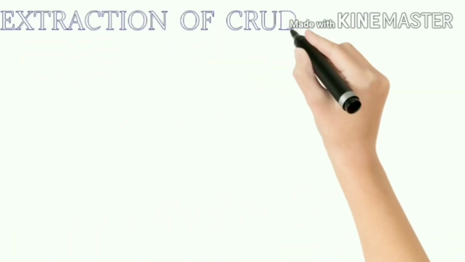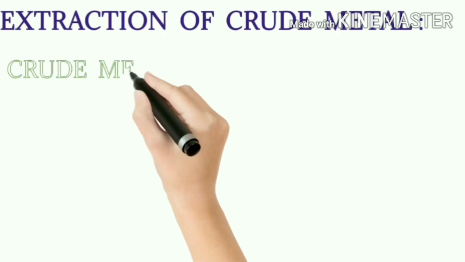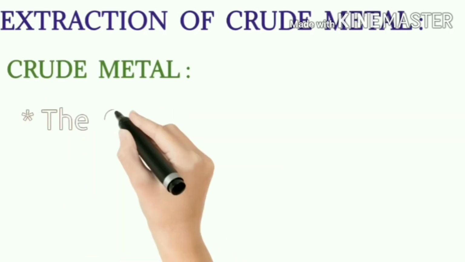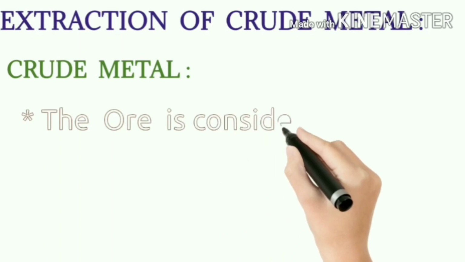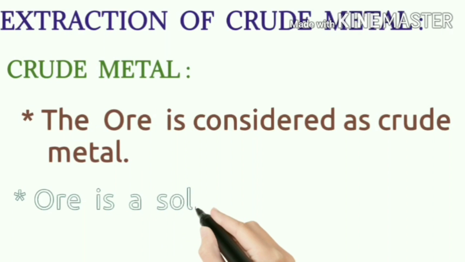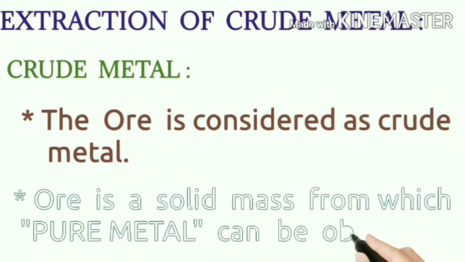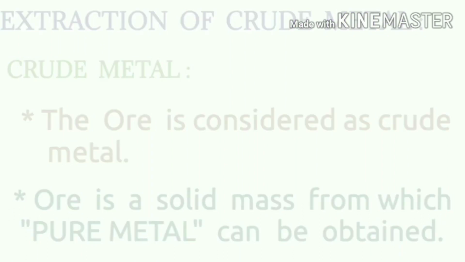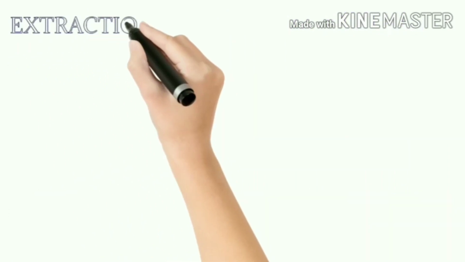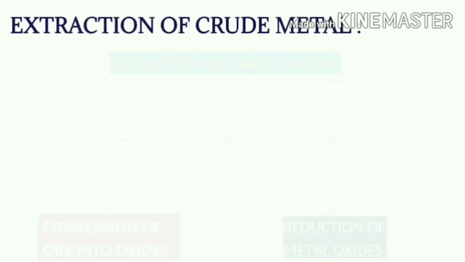Before we enter into the extraction of crude metal, we should first know what is crude metal. The ore, that is the concentrated ore from the previous process, is considered the crude metal. So this ore is a solid mass. I am going to convert this into a pure metal under this topic, extraction of the crude metal.